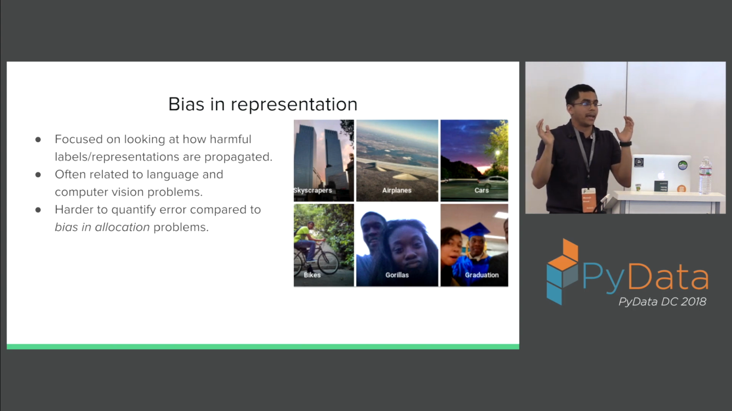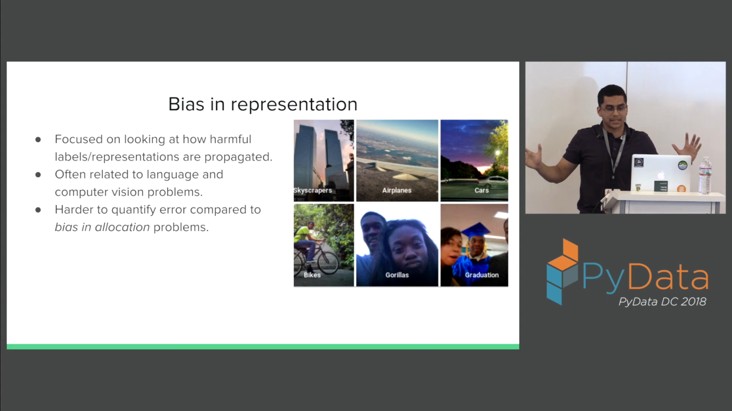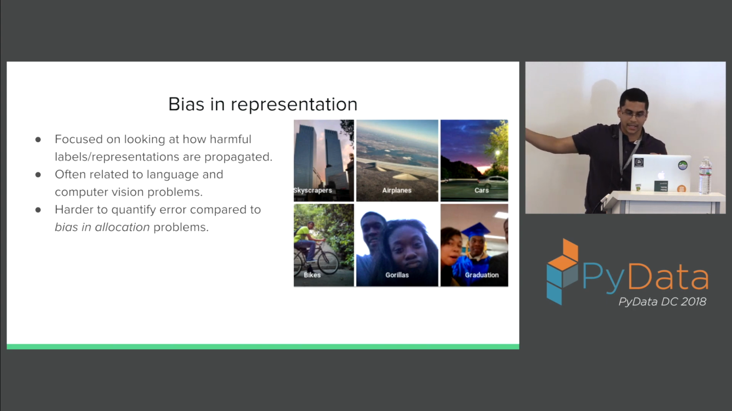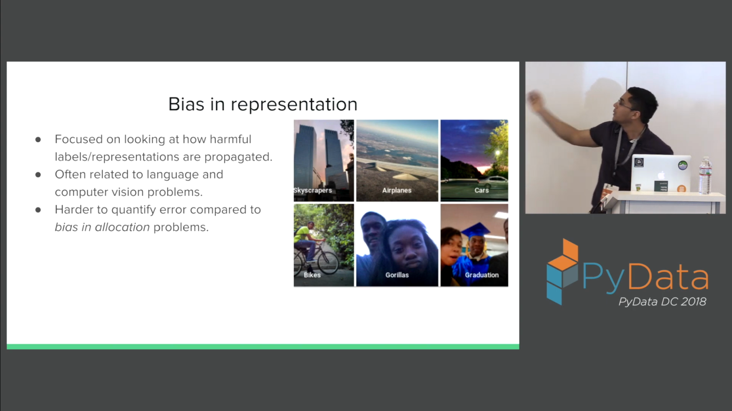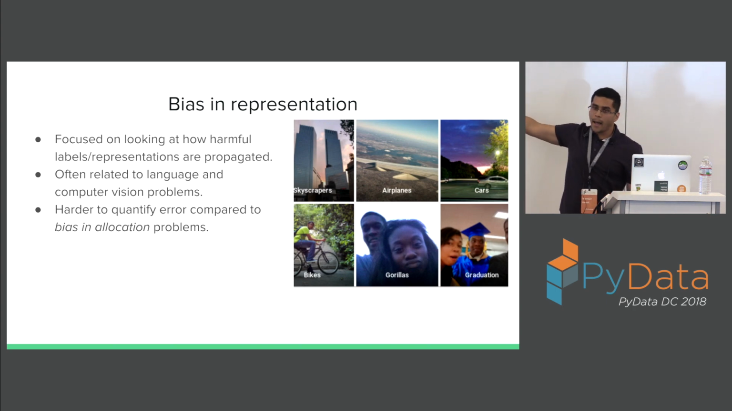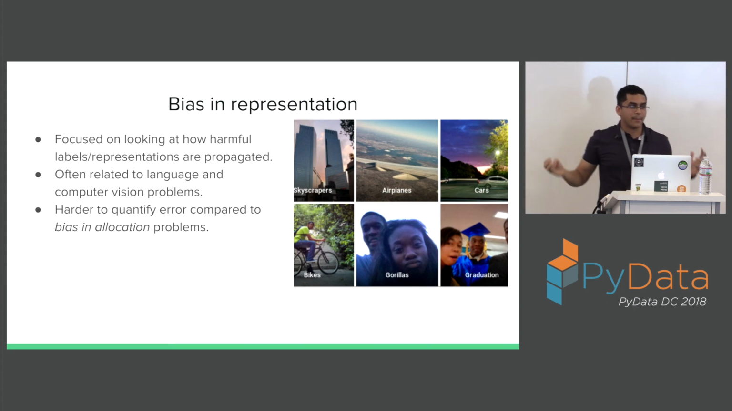This isn't just, oh, your algorithm made a misclassification. This is a huge misclassification that ties into years of racial bias, and ties into a racial slur against African Americans in the United States. The issue is that it's often related to language and computer vision problems. These are the neural network problems. We don't understand what specific thing made it say gorilla, because these neural networks are very hard to interpret. And it's really hard to quantify this error compared to bias in allocation. With who gets a loan and who doesn't, you can formally measure the counts of who got a loan and who didn't. Whereas with representation, Google Photos is never going to label a white person as a gorilla. It's never going to make that mistake.